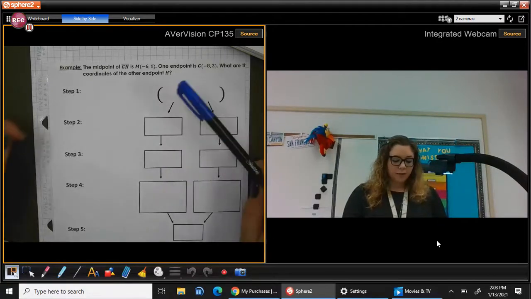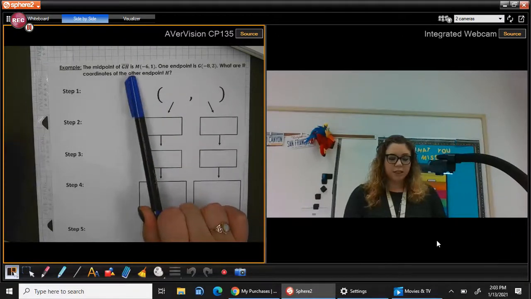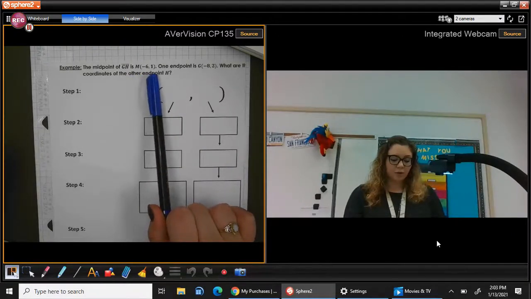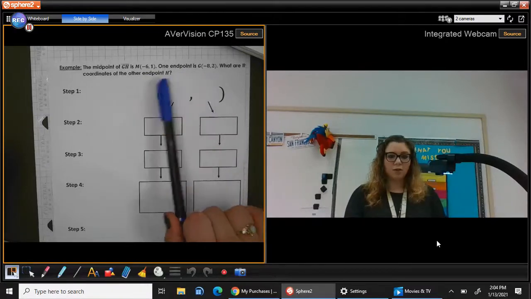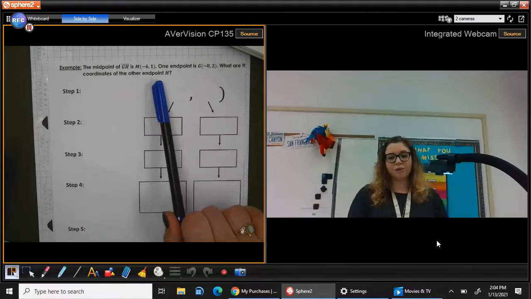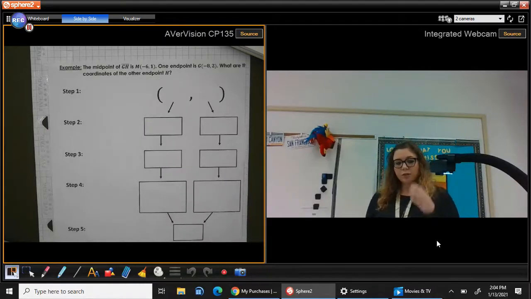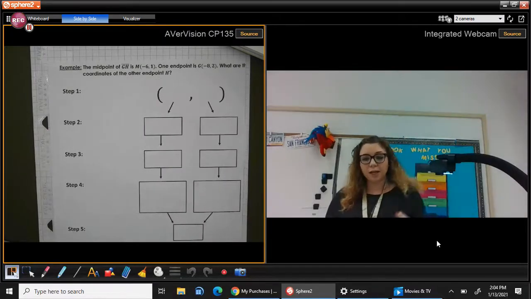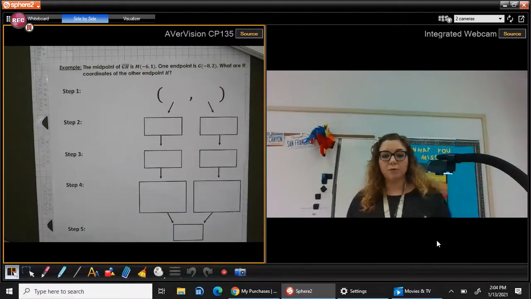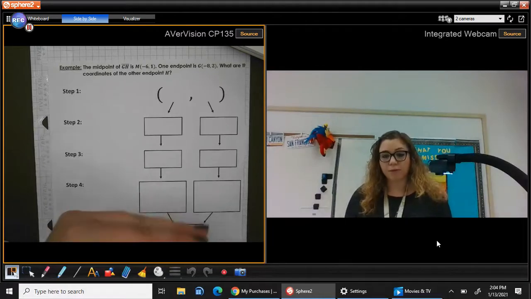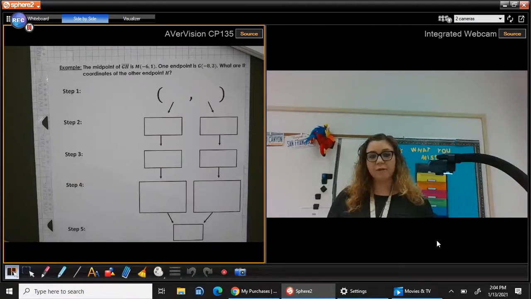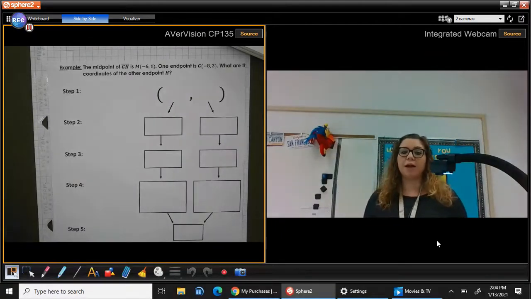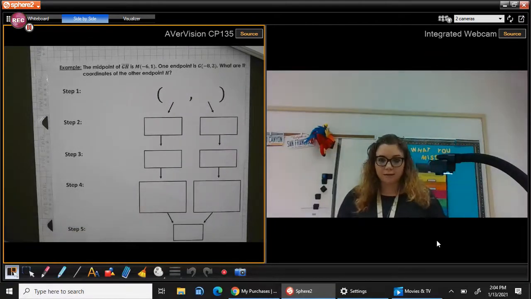So the midpoint of segment GH is M (-6, 1). One endpoint is G (-8, 2). What are the coordinates of the other endpoint? Okay, now we're not going to use the midpoint formula. We can't just plug things into the midpoint formula and solve for the midpoint, because we're not finding the midpoint. We're trying to find the endpoint. Okay, so finding the endpoint is a different process than finding a midpoint. That was a lot of points.